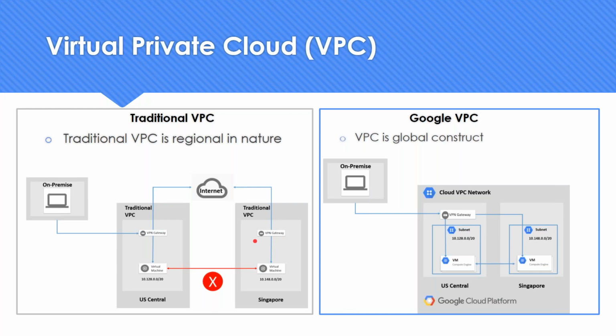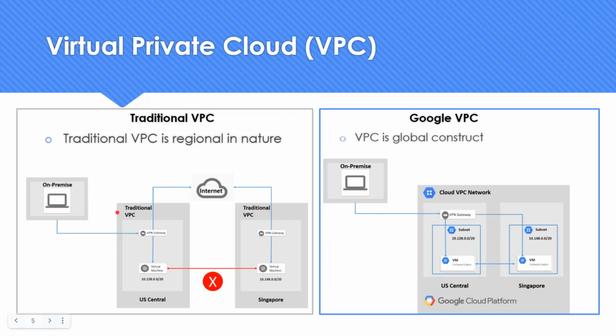So it keeps on going. How many times are you going to have a VPN setup? It's going to become a hectic task. Managing it becomes difficult if you were to leverage internal IP communication. But when it comes to GCP, it's totally different. The VPC is a global construct, a global resource basically.